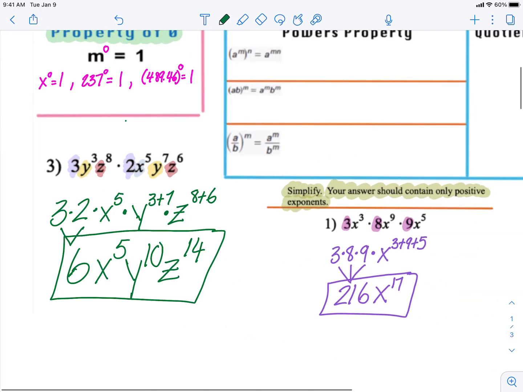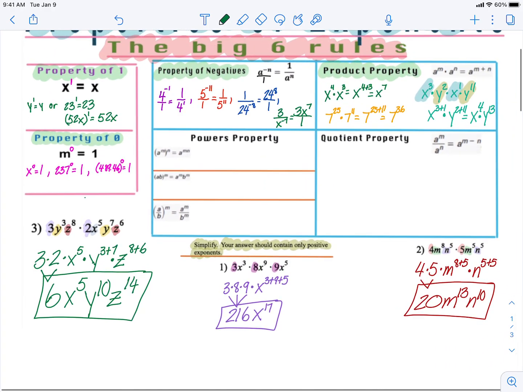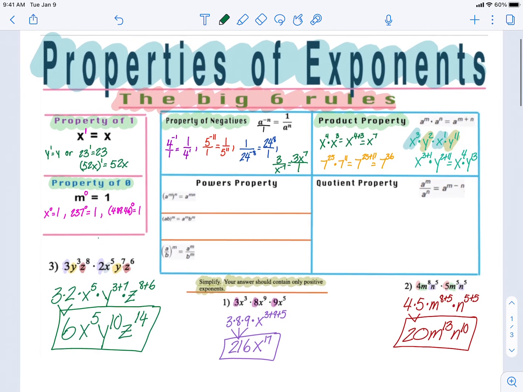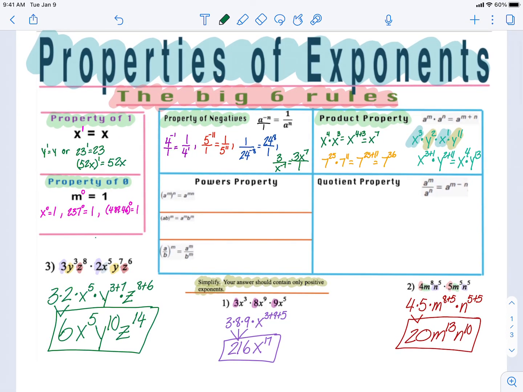Those are the 3 kinds of examples that you're going to see in your Properties of Exponents Part 1 worksheet. So make sure you rewind for clarification.